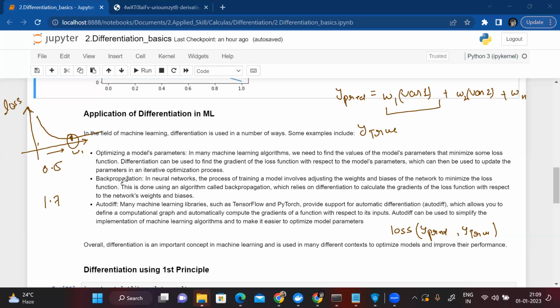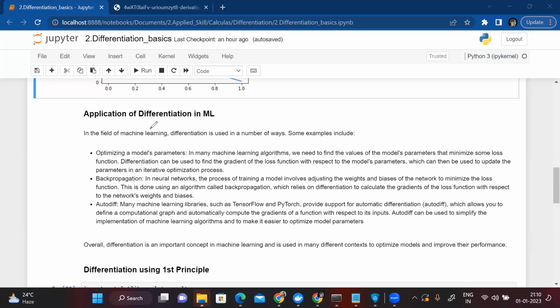Apart from this, when you implement any deep learning model in a neural network, there is something called backpropagation, and backpropagation is doing the same thing. You are updating your weights, where a weight is this coefficient basically. You are trying to update the coefficient of your neuron. We also use differentiation in autodiff. So I hope you are now in a better position to understand why we really need to study differentiation, because we have lots of use cases.